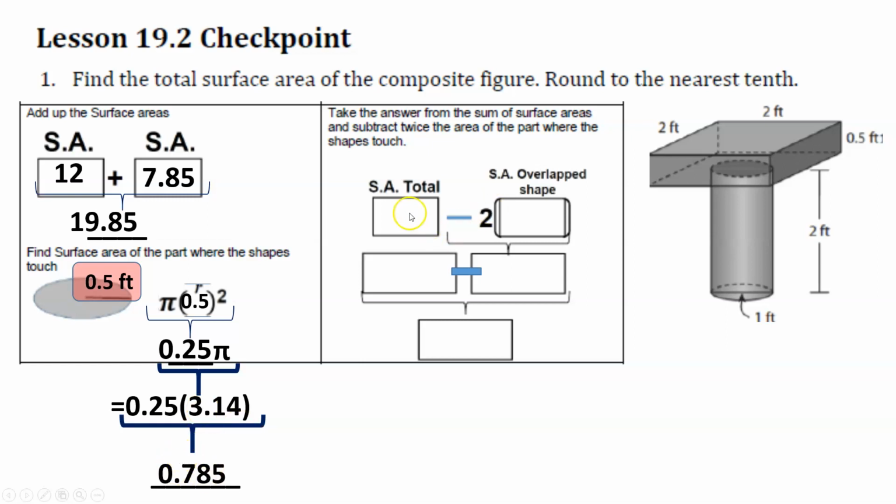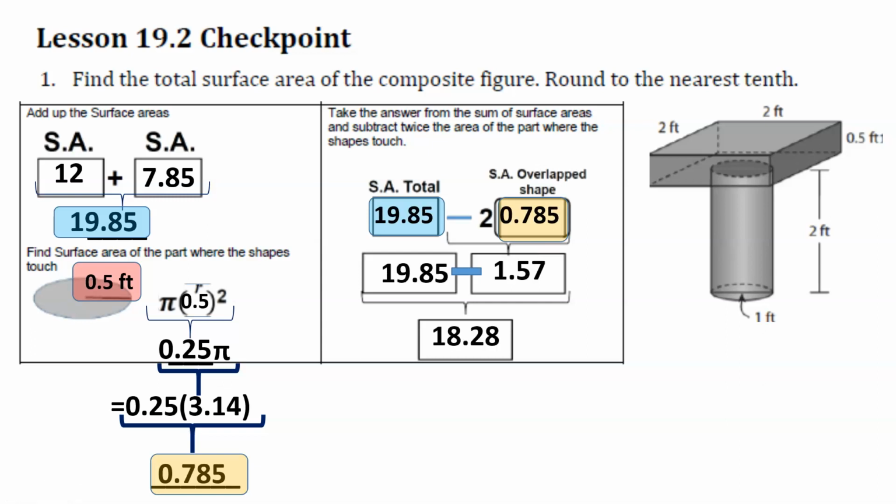So let's go ahead and take our surface area total and subtract twice the overlap shape. And go ahead and work that out. Unpause. Hopefully you worked that out. You got some answers for your checkpoint. All right. Yes, I would subtract the circle. Thank you, PowerPoint. Albeit a little late, but thank you.